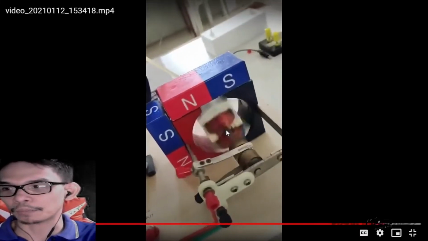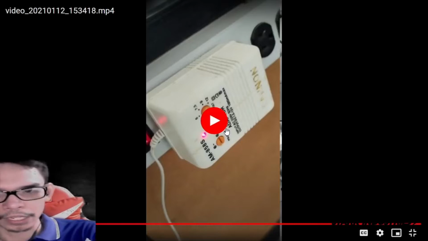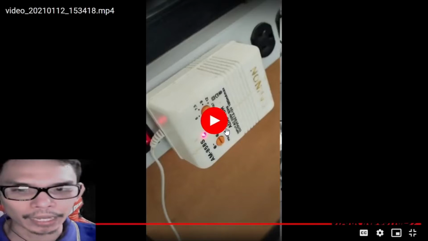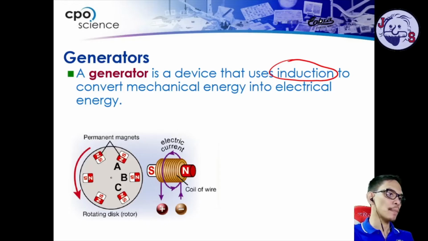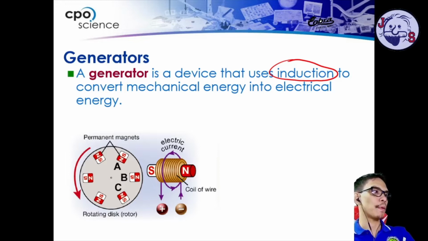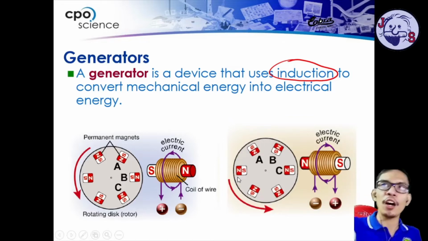So that is the electric motor, electrical to mechanical, and the generator is mechanical to electrical energy transformation. All right, so that's the key idea there. That is the basic idea of a generator.